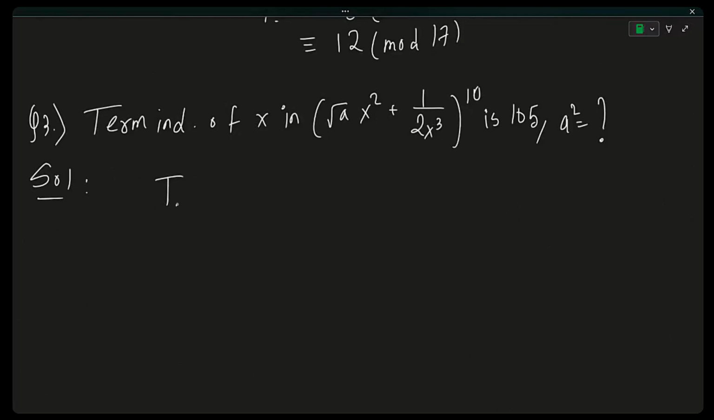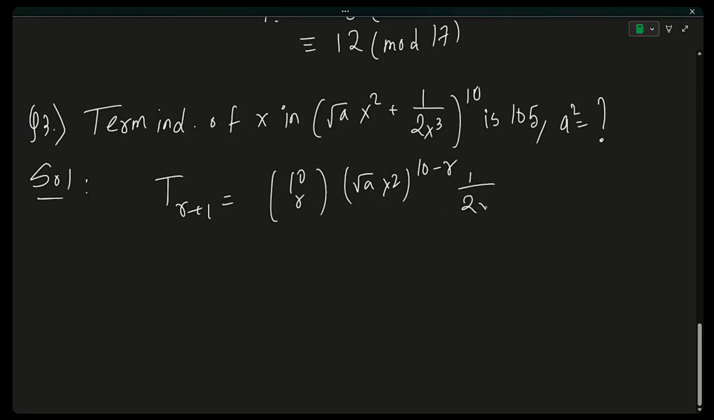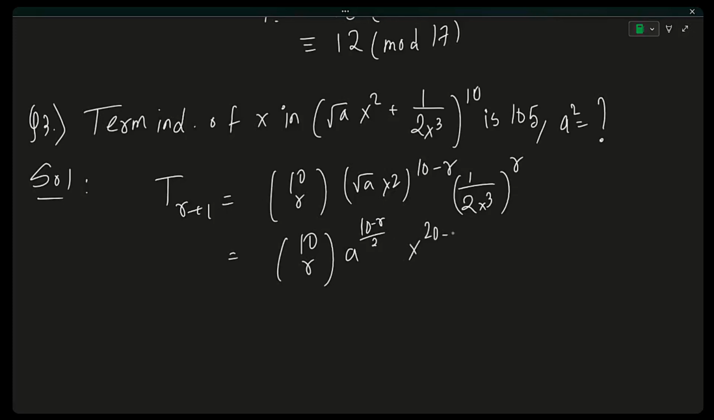So first write down the general term, T R plus 1 क्या होगा, nCr a whole to the power 10 minus R, right, and then you have 1 upon 2x cube whole to the power R, ठीक है। तो ये बन जाएगा 10CR, this is a to the power 10 minus R by 2, and then x का जो actual है वो बन जाएगा I think 20 minus 2R minus 3R 2 to the power minus R। इसको क्या चाहिए मुझे, इसको independent बनाना है, तो 5R is 20 and R is कितना 4, right.